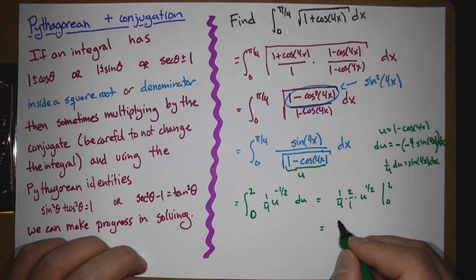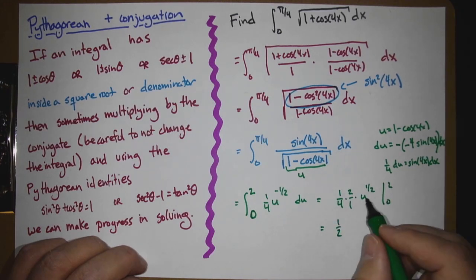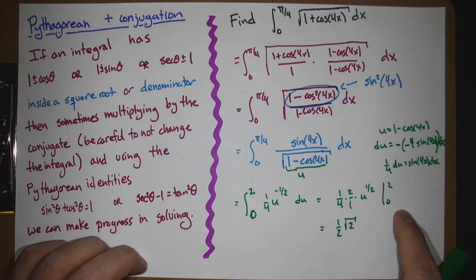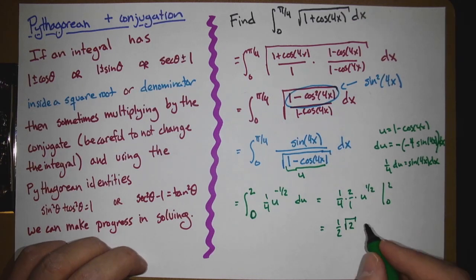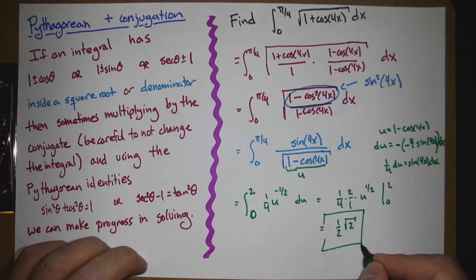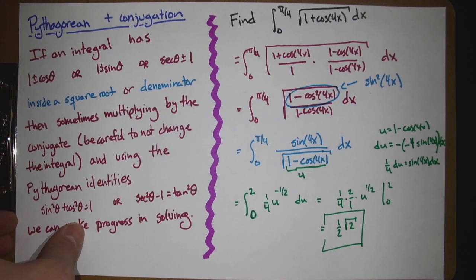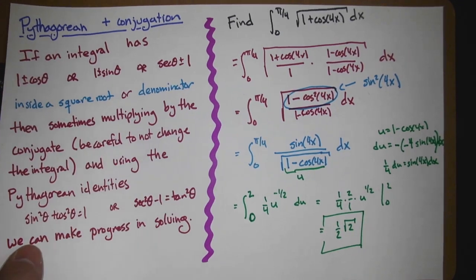So we really have 1/2 in front. When we plug in 2, we get 2 to the 1/2, which is square root of 2. When we plug in 0, we get 0. So our answer is 1/2 times square root of 2. All right. Any questions? Okay. Good. That means you're pros at this kind of thing.